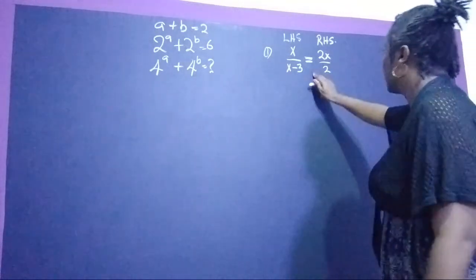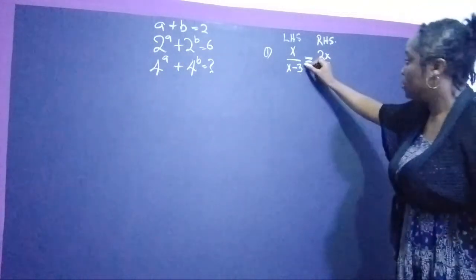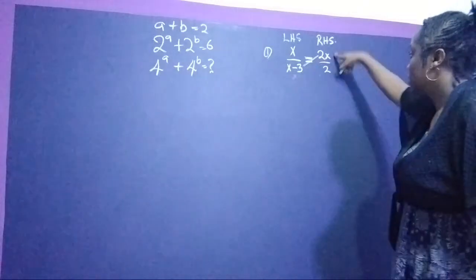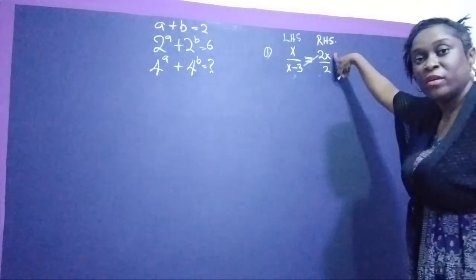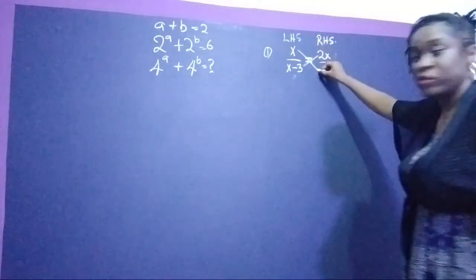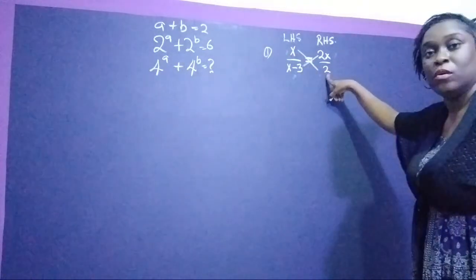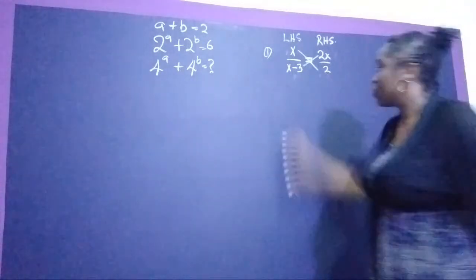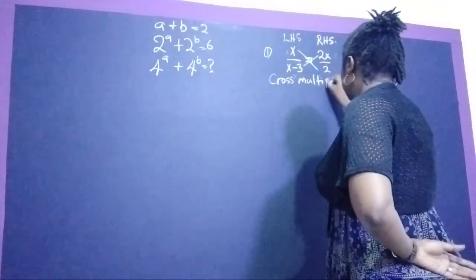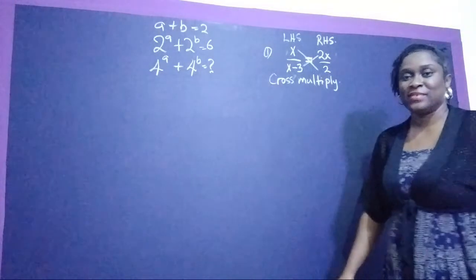So let's cross-multiply. Cross-multiply means multiplying the denominator on the left-hand side by the numerator on the right-hand side. Then the other cross, multiply the numerator by the denominator on the right-hand side. So that is cross-multiply. Good, I think we're progressing.